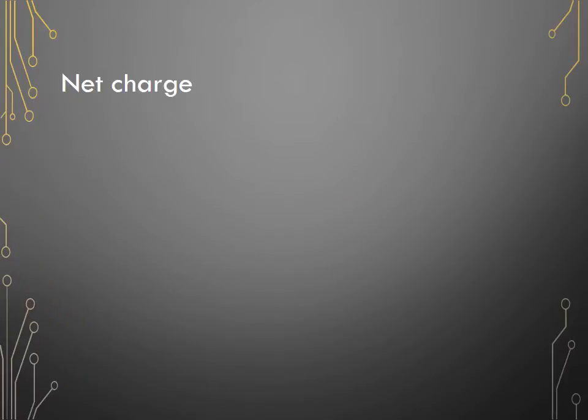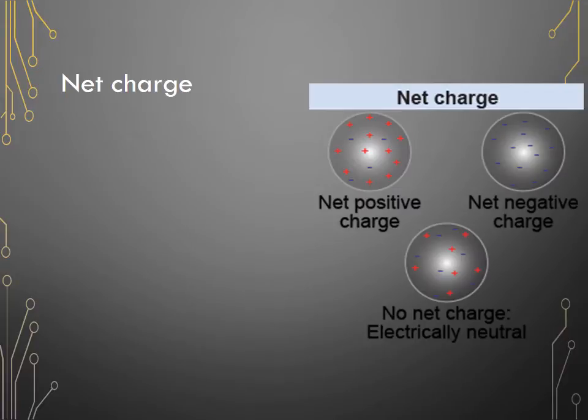Conservation of charge. Let's go back and talk about net charge for a second. So here are three different objects. The one on the top left clearly has more positive particles than negative particles, so it has a net positive charge. The one on the top right has only negative particles, so clearly it has a net negative charge. The one on the bottom has no net charge, it's electrically neutral.